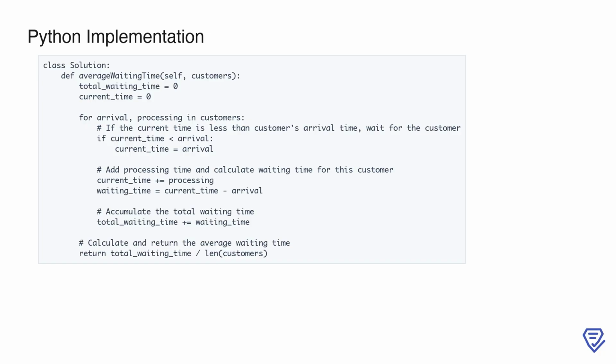This approach efficiently computes the result in O(n) time complexity, as each customer is processed exactly once. Edge cases, such as customers arriving at different times or overlapping processing times, are handled naturally by the sequential processing logic. Finally, the function returns the calculated average waiting time as a floating point value.